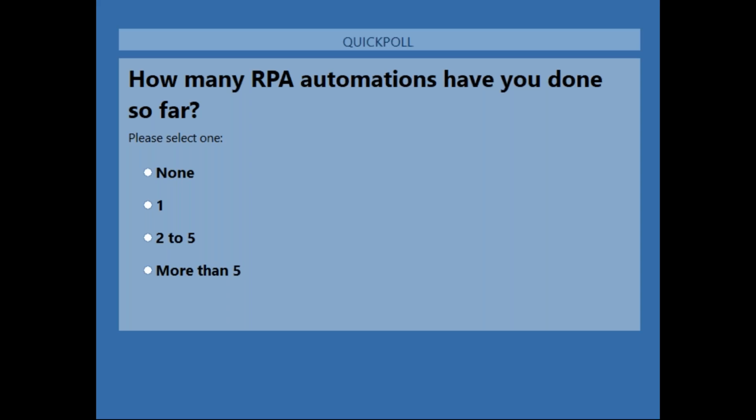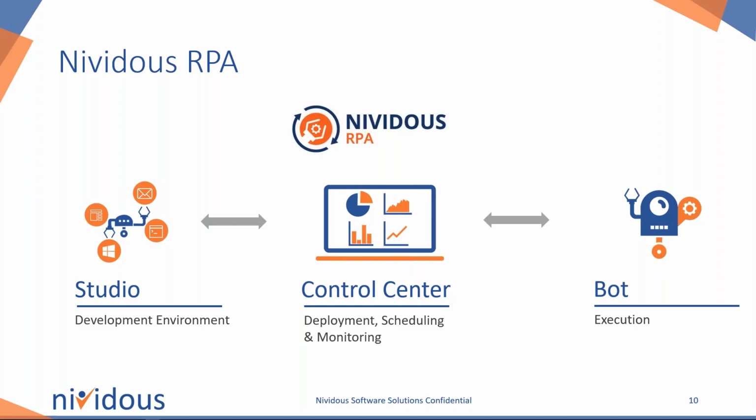Okay, very good. So it looks like the vast majority of people have no automations currently, and that's fine. You're in the right place, because really, as I said in the beginning, we're trying to start from square one here, giving you the real fundamentals of what RPA is and how it might be able to help you, and then we'll build from there.